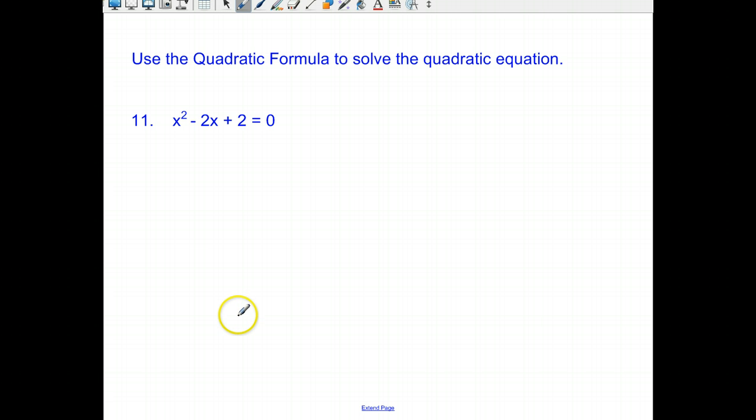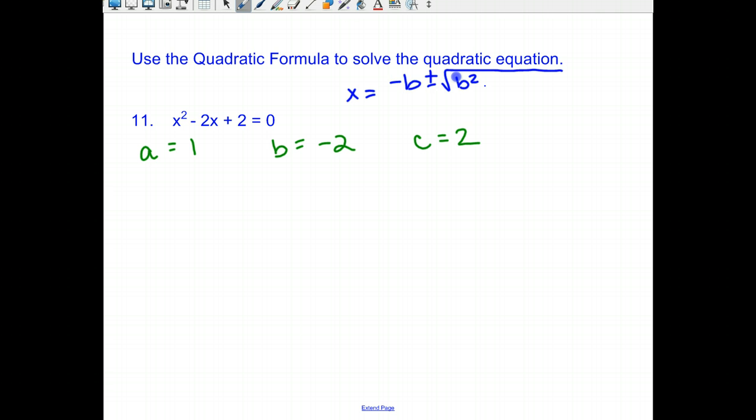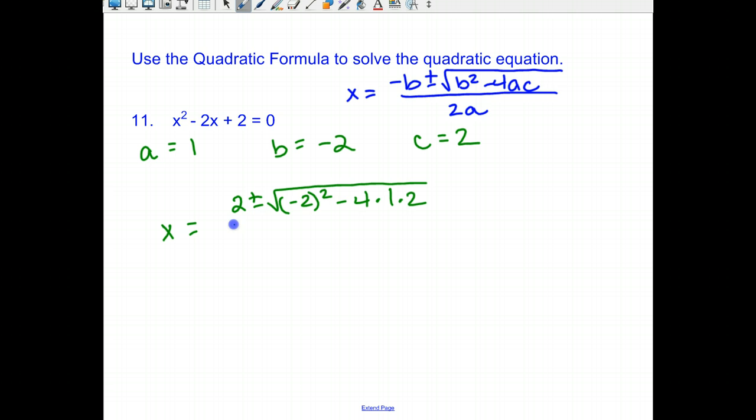Use the quadratic formula to solve the quadratic equation. a is equal to 1, b is equal to negative 2, c is equal to 2. The quadratic formula is x equals opposite of b plus or minus square root b squared minus 4ac all over 2a. And so we make the substitutions. x equals 2 plus or minus the square root of negative 2 squared minus 4 times 1 times 2, whole thing over 2 times 1.